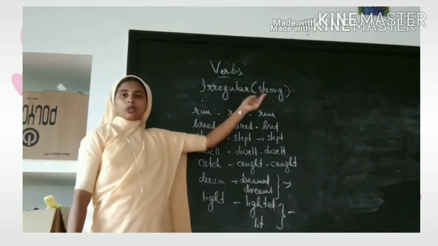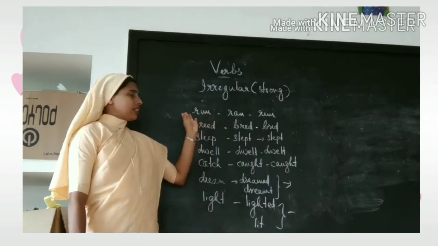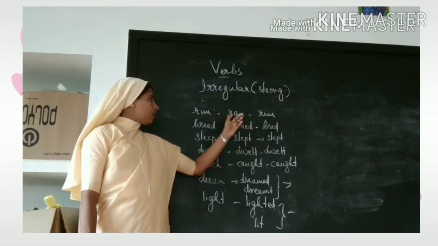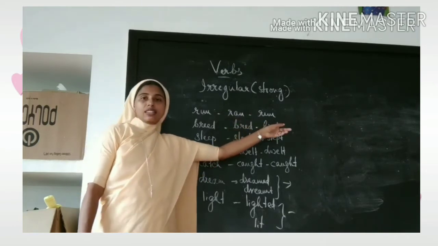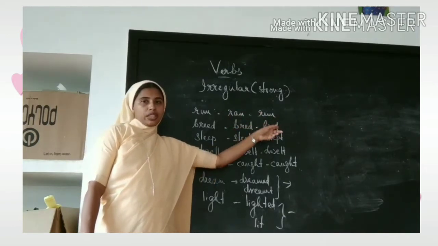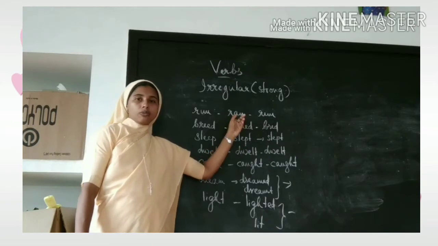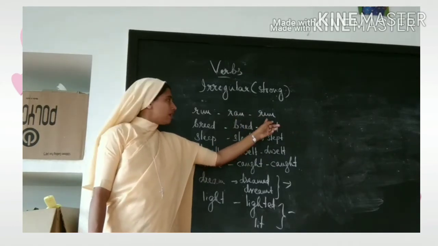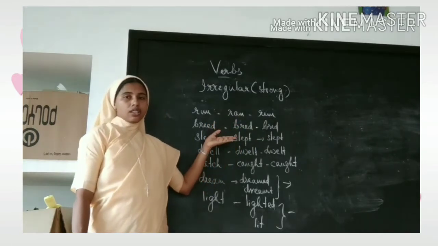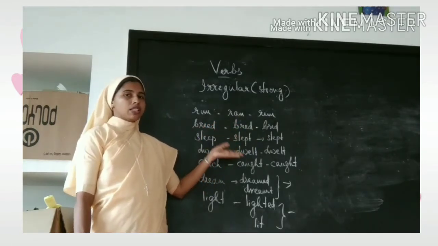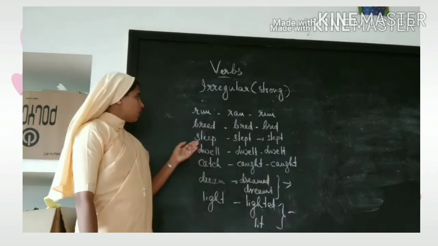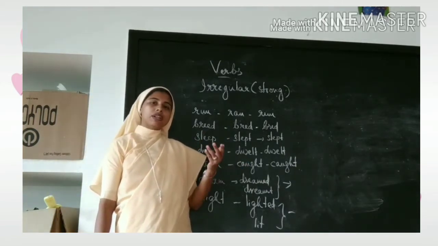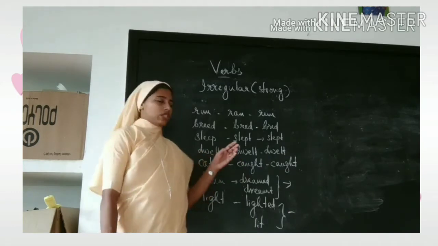And irregular verbs or strong verbs. Okay, for example, run, ran, run. There is no particular rule for how we are changing these two. Okay, here the vowels have been changed. Ran and run. There's a change in the spelling as well as the pronunciation. So irregular verbs make their past and past participle without having any rules.